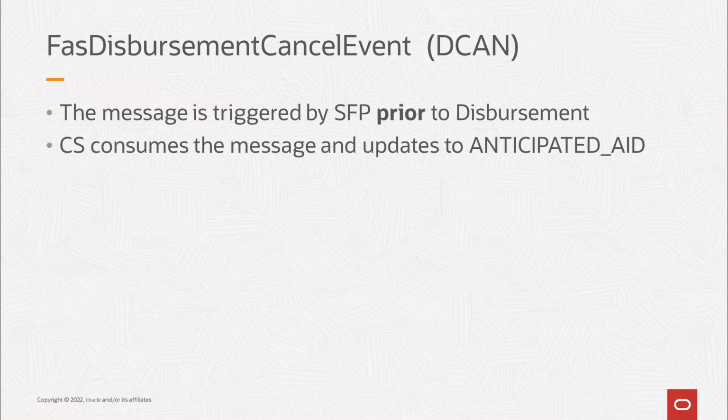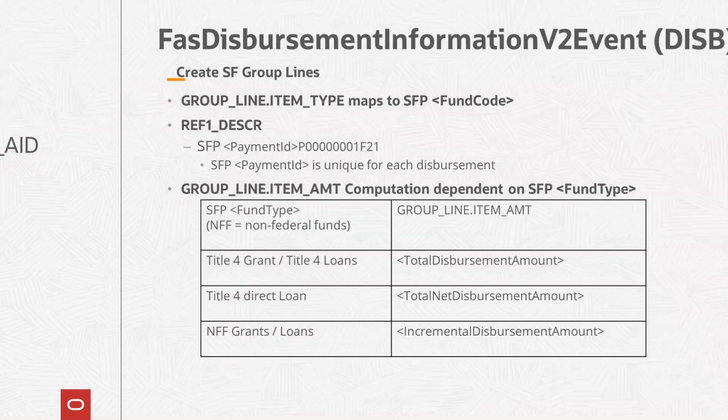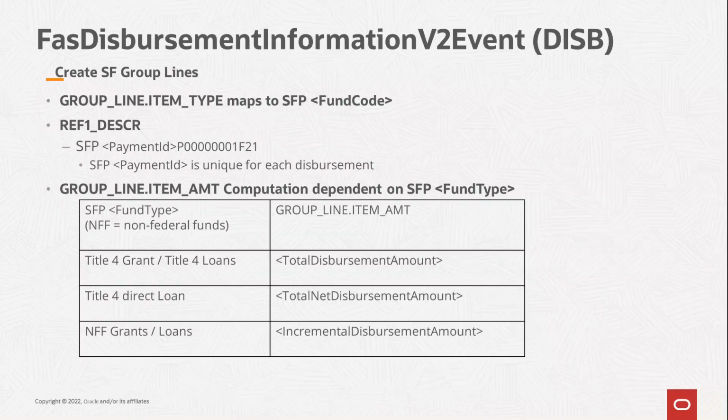SFP's disbursement cancel message is triggered when an award is canceled prior to disbursement. CS consumes the message and updates are made to anticipated aid. In the CS SFP integration, when SFP disperses awards, CS consumes the disbursement information message and populates student financials group data entry, which is similar to CS Financial Aid batch disbursement. Here I'm showing the mapping of the message to group line for a few fields.